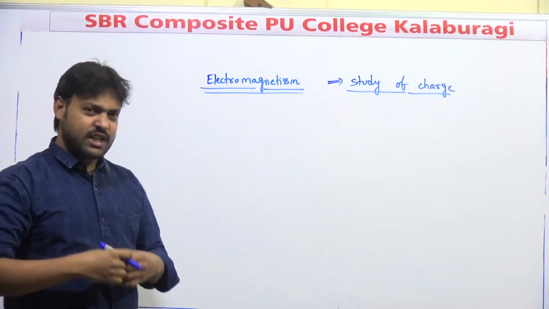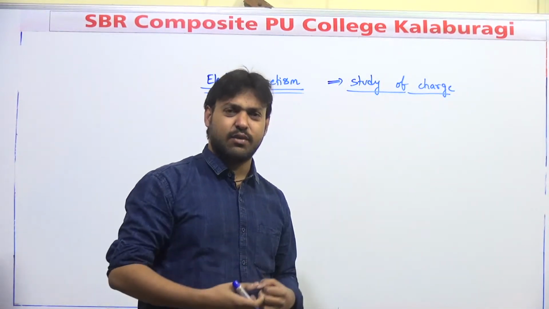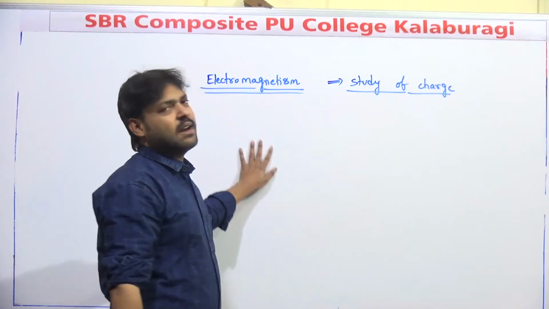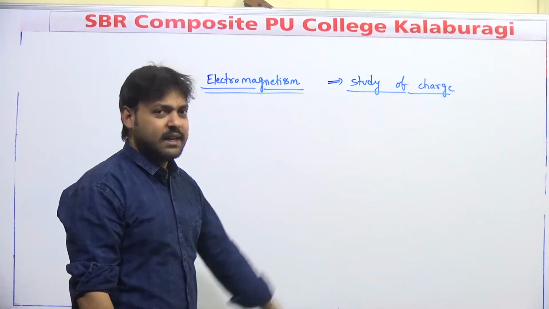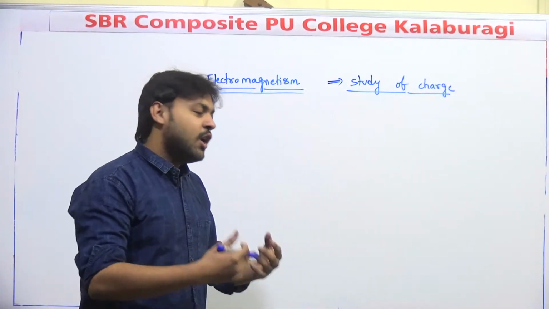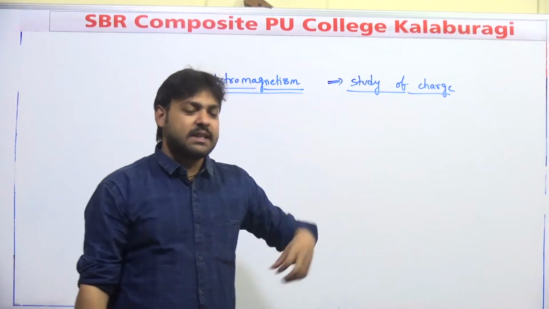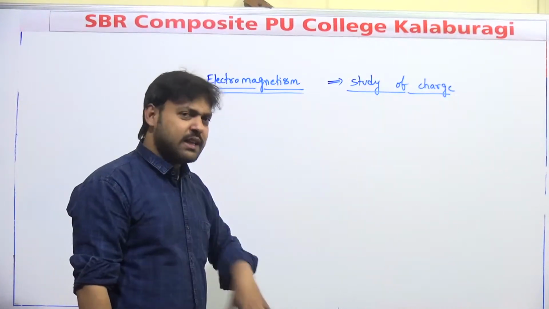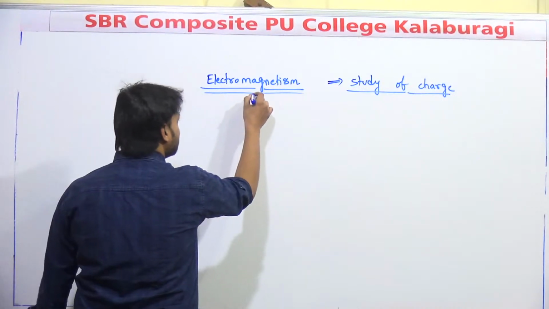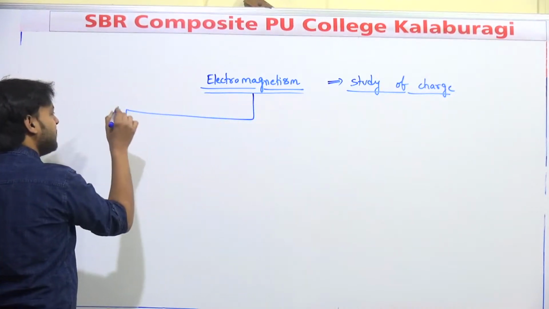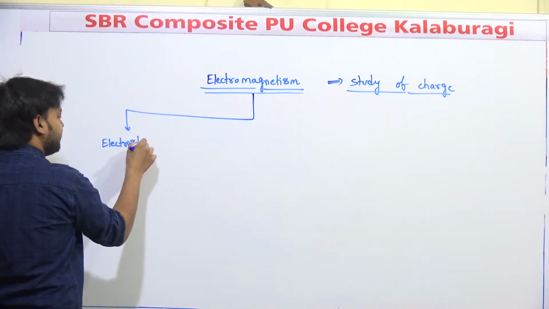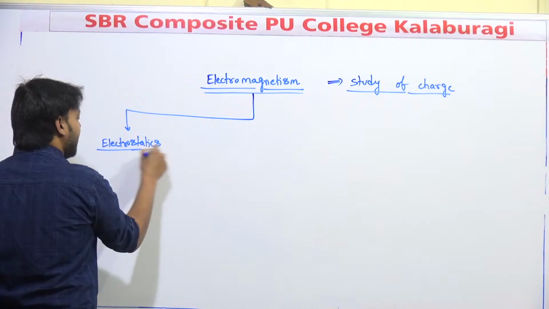So charge is at rest, charge is moving with constant velocity, or charge is moving with some acceleration, accelerated motion. All the topics come under this topic called electromagnetism, the study of charge. Whether it is at rest, or moving with constant speed, or accelerating, what properties that charged particle is having, all the things come under this main topic. According to your syllabus, this will be divided into three parts. The first part is electrostatics.